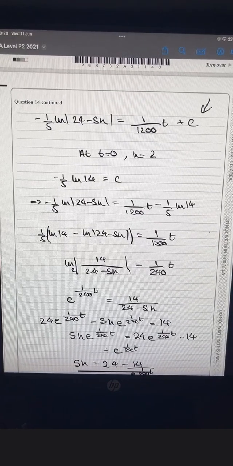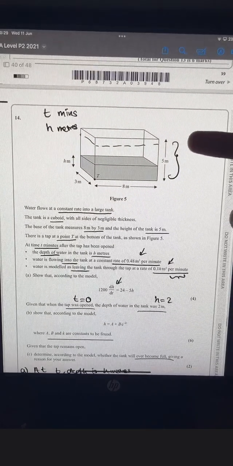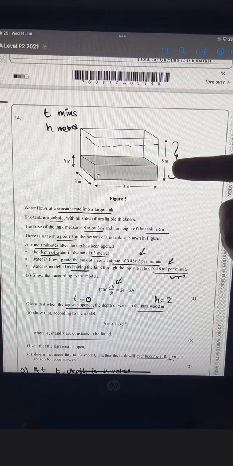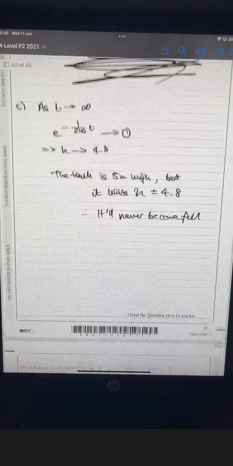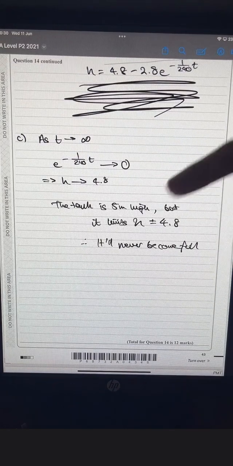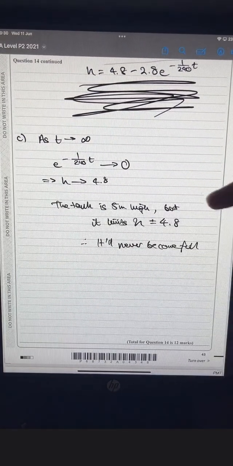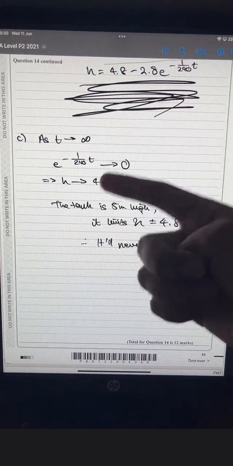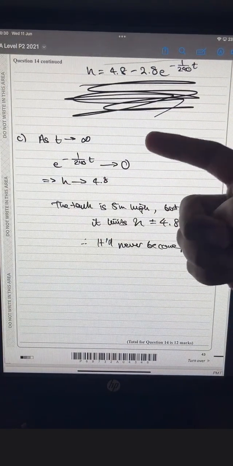The reason for the part C is, notice that the height is 5 meters. That's how big my tank is, right? But I noticed that my limit was, long question. The limit, H would go towards 4.8 meters, right? That means it's never going to get to 5 meters, as time goes infinitely onwards. As t tends to infinity, plug in super big values of t into that, you're going to see that that goes away. So the height is going to tend towards 4.8, and it's never going to fill.